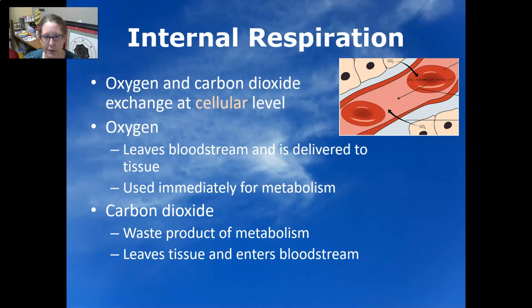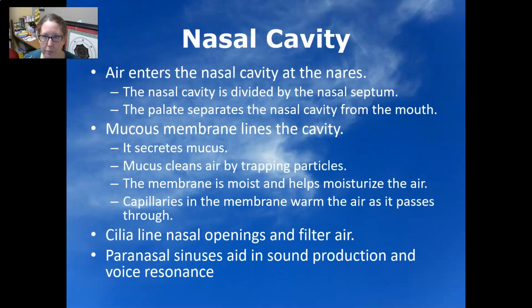So the oxygen will leave the bloodstream and enter the cells of the tissue, and it is used immediately for metabolism. As part of using up the oxygen for metabolism, carbon dioxide is produced as it makes ATP, and also water is produced, but the carbon dioxide as a gas can then diffuse out of those cells and into the bloodstream, and then it needs to be carried back to the lungs so that it can be breathed out.